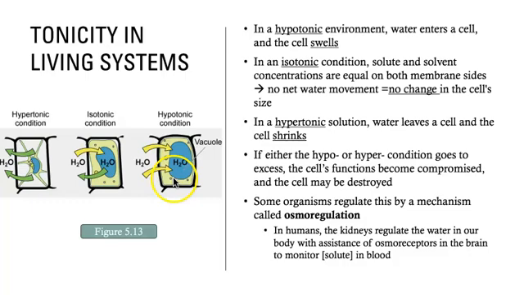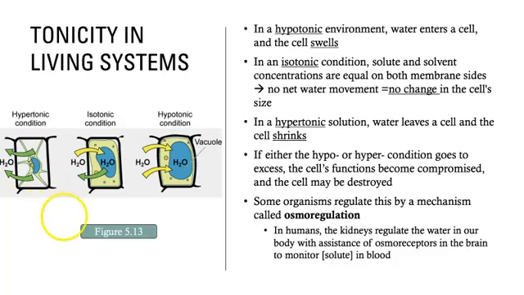In a hypotonic environment, water is going to enter the cell, and the cell is going to swell. If this happens in excess, it is going to cause the cell to burst, or lyse, which will destroy the cell. In our isotonic condition, we see that the solute and solvent concentrations are equal, so there's no net water movement and no change in the cell size. With a hypertonic solution, the water is going to want to leave the cell, and that causes the cell to shrink. This is also called crenation. And again, if it goes to excess, then the cell is going to become destroyed.